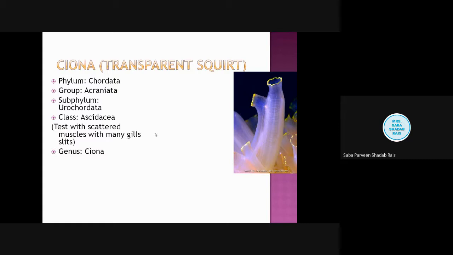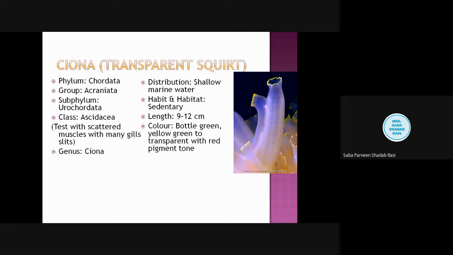Let us discuss the distribution, habit and habitat, and length of the animal. When we talk about distribution, marine will be common. They are found in shallow marine water. Habit and habitat: sedentary animal, they are found attached to the rocks and they live a solitary life. Their length is approximately 9 to 12 centimeters, which means these are quite large. Color is usually bottle green, yellow green to transparent with a red pigmented tone.